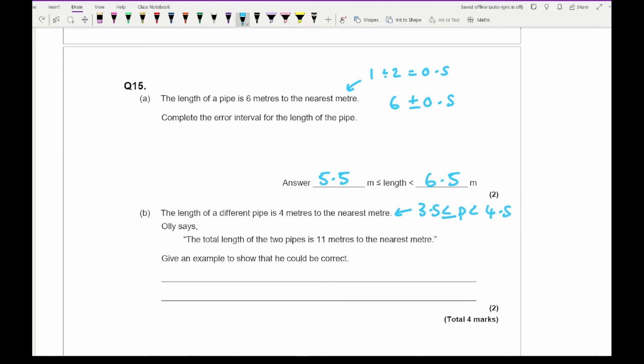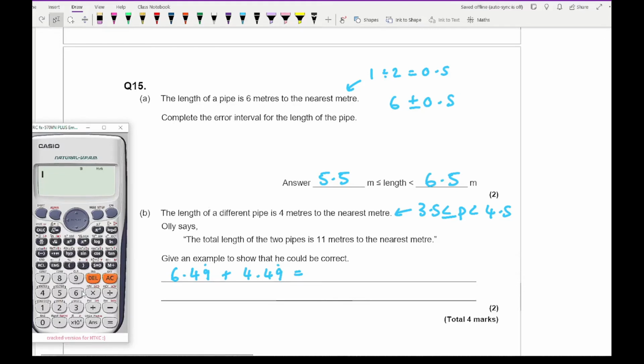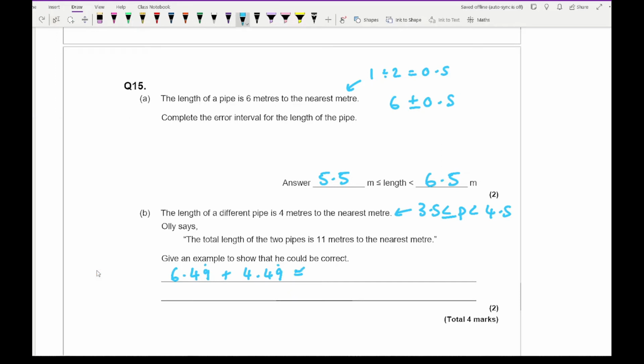to 4.5. So if I pick the biggest length of the first pipe, that's going to be 6.49 recurring. Remember, we can't use 6.5 because that's going to be rounded up to 7 meters. So I've got to pick the next number down, plus the biggest length for the second pipe, which is going to be 4.49 recurring. And if I then work that out on my calculator, I've got 6.4 and then go a little bit crazy with the 9s, plus 4.4 and then go a little bit crazy with the 9s, equals, and it gives me 11.